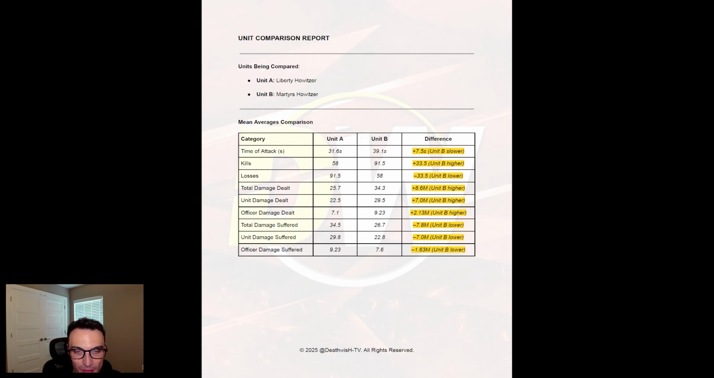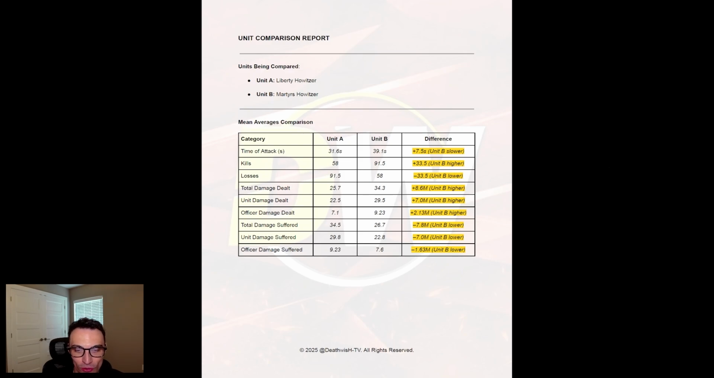Now, moving on to total damage, the Liberty had a total damage value of 25.7 million compared to the Martyrs, which had 34.3, so an 8.6 million difference in Martyrs' favor. Unit damage, 22.5 for Liberty and 29.5 for Martyrs, for a total of 7 million more unit damage specifically in Martyrs' favor. And then moving to officer damage, we've got an average of 7.1 million for Liberty and 9.23 million for the Martyrs Howitzer, which brings us to a 2.13 million difference in Martyrs' favor.